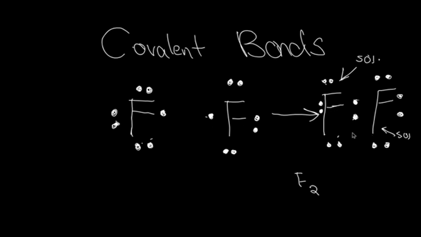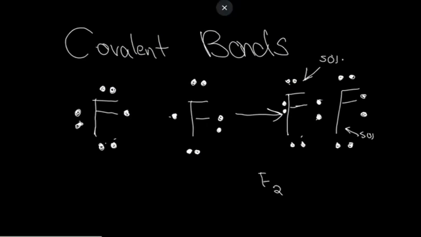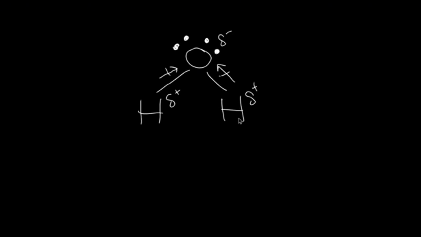What did I say electronegativity was? Electronegativity is the ability of an atom to attract electrons. If an atom has a higher electronegativity, then it's going to attract a higher percent of the electrons than its other atom. Here's an example of such. This is an example of a polar covalent bond, when the electrons are shared unequally between atoms.